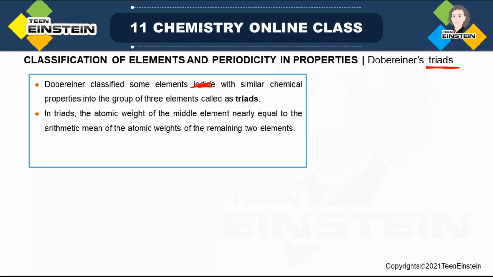Now in this triad, the atomic weight of the middle element, because there are total three, so 1, 2, 3, the middle one, that is the second one, its atomic weight is nearly equal to the arithmetic mean of the atomic weights of the remaining two. So if you take the average of the first and third elements' atomic weights, the value you get is nearly equal to the atomic weight of the second, the middle element. Okay, so he found this type of observation.